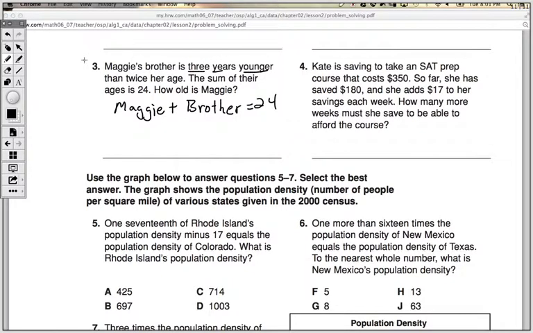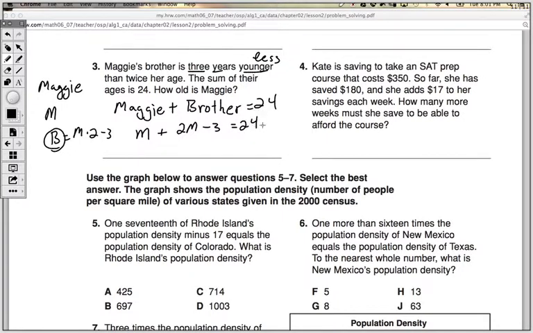Okay, so we got Maggie, and let's call that M. And then the brother is 3 years younger than twice her age. So you take Maggie, you times her by 2, and then you subtract 3. And then that would give you the brother. And together, those make 24. So Maggie is just Maggie's age, but the brother is twice Maggie, and then subtract 3. And altogether, they equal 24.